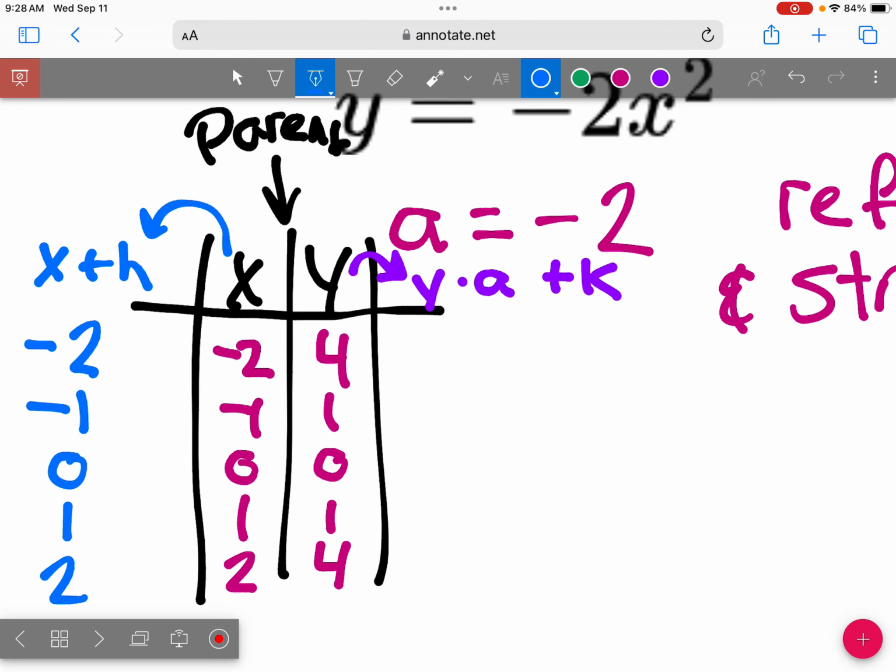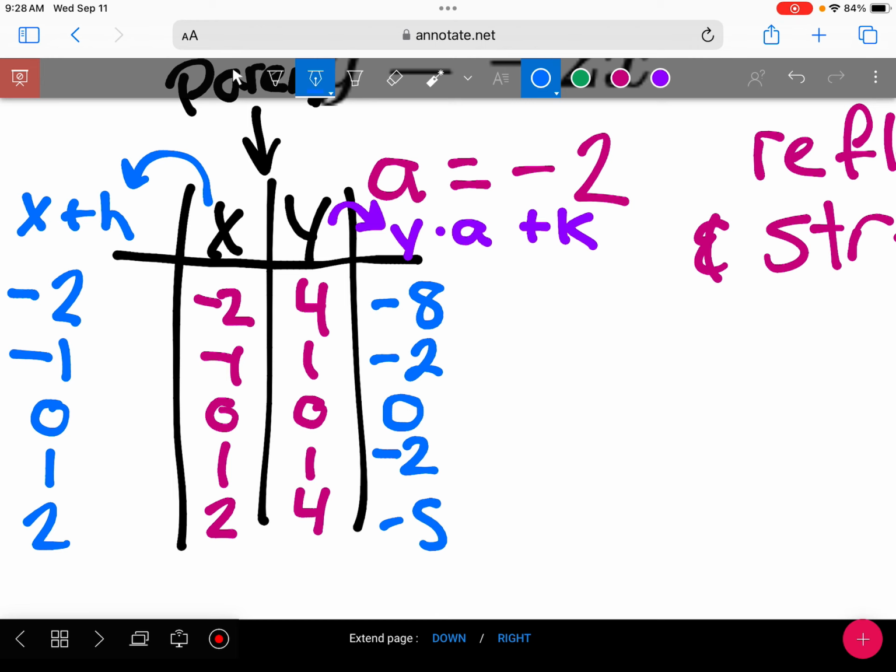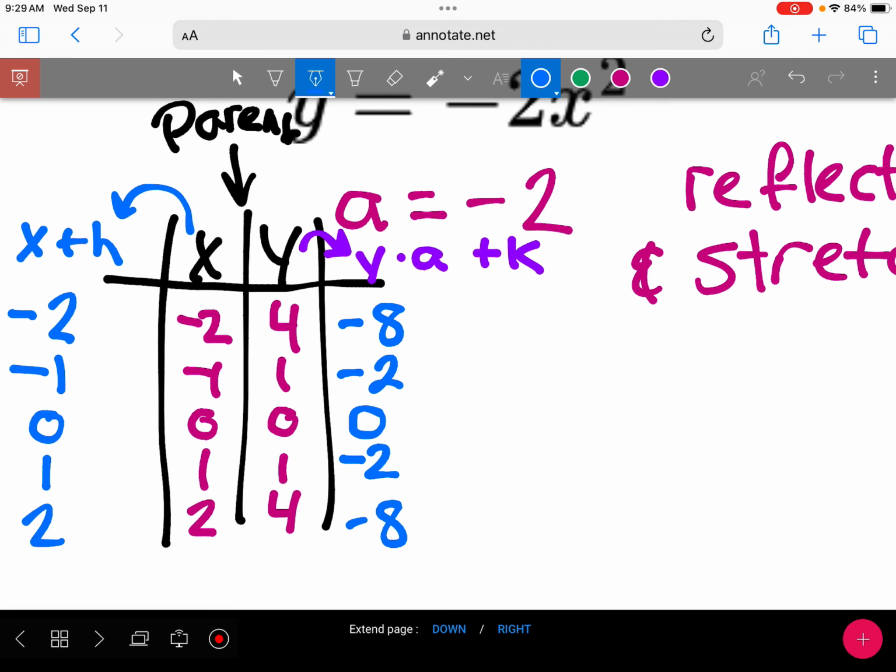I'm going to take my y's, these values in the table, and I'm going to multiply them by my a. So we're going to go times -2. So 4 times -2 is going to give me -8. 1 times -2 is -2. 0 times -2 is 0. 1 times -2 is -2. And -8. So we're doing that multiplication. We didn't have any k transformations. We didn't have any h transformations. So we don't need to do anything else with it. This is my new table.